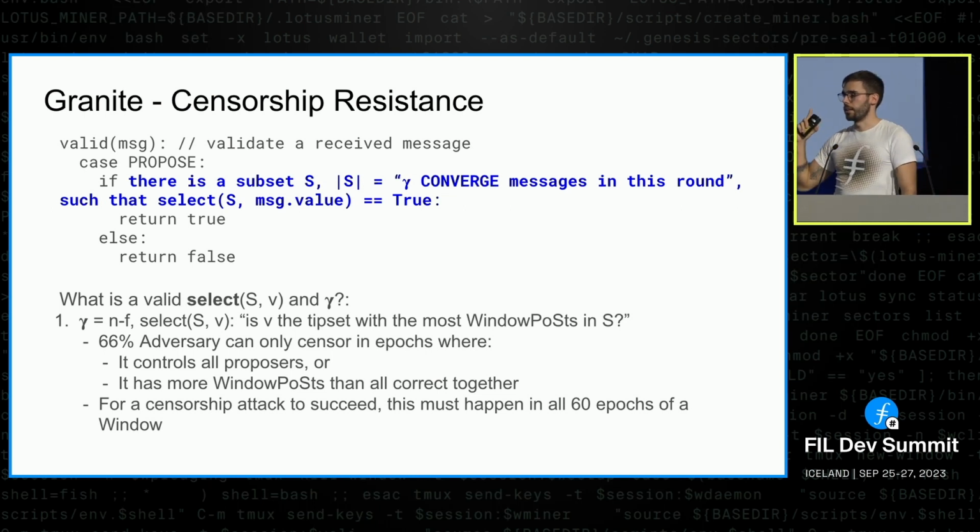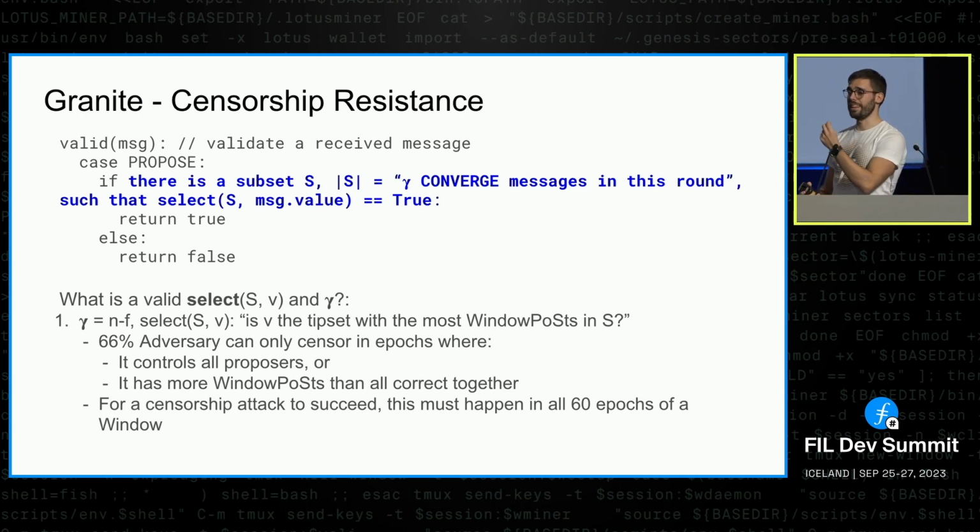select will select the converged message that proposes a tip set that contains the most window post. So then when you validate a proposed message from the second step, so you receive a proposed message with a value, what you do to validate that proposed message received is you ask yourself, could this sender of the proposed message be correct and have included this value?